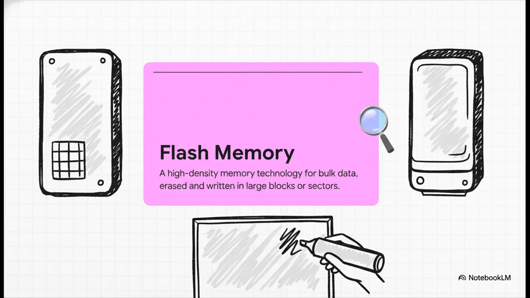Now, Flash thinks big. It's built for packing in tons of data. But unlike EEPROM's laser-focused precision, Flash works in big chunks. We call them blocks or sectors. So it's less like that notepad and a lot more like a giant whiteboard, where you've got to erase a whole section just to change one little thing.